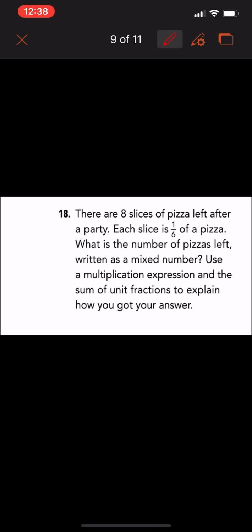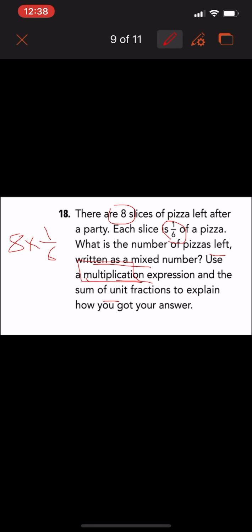So there are 8 slices of pizza left after a party. Each slice is 1/6 of a pizza. What is the number of pizzas left? I have to show it in a mixed number. Then I will use a multiplication expression and sum. How is that? 8 slices of 1/6. Each slice is 1/6 of a pizza, and I have 8 of this 1/6. So 8 multiplied by 1/6, right? Very nice.